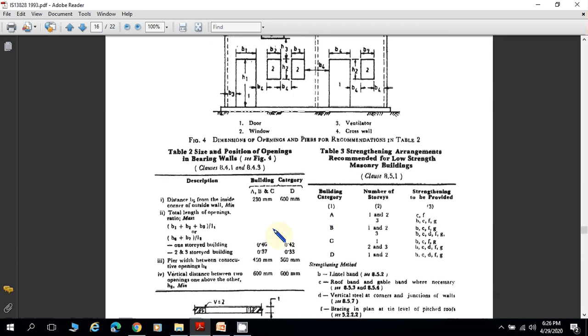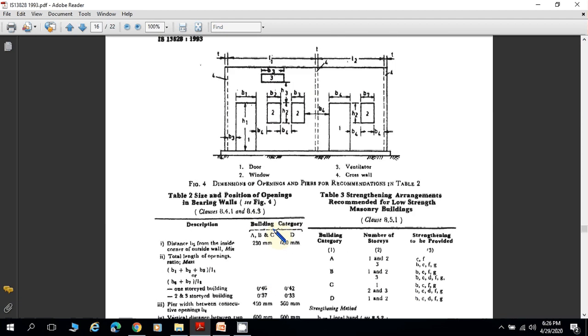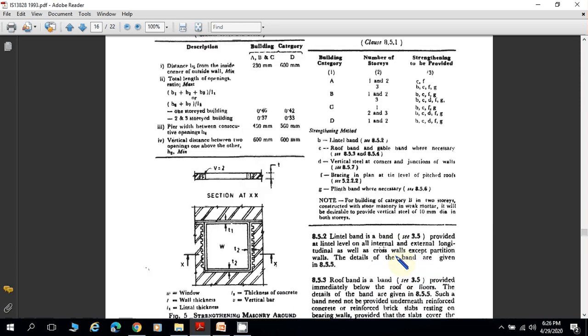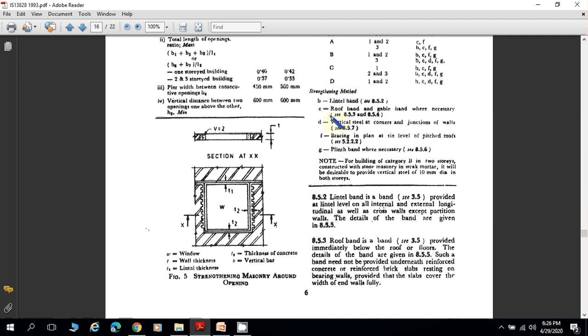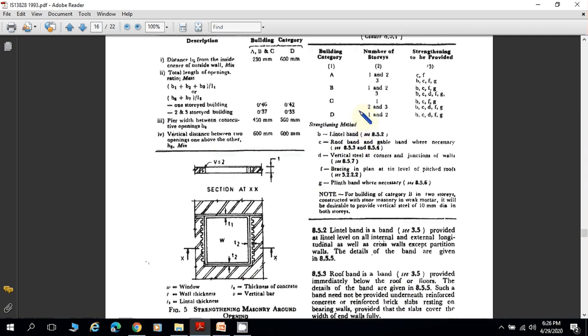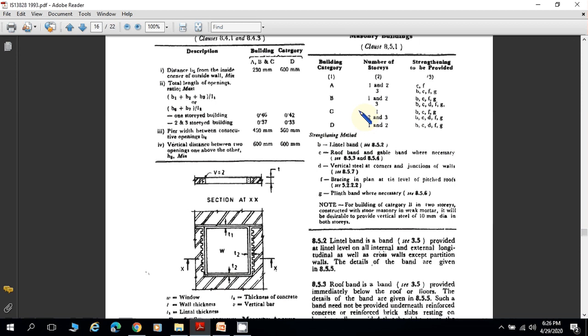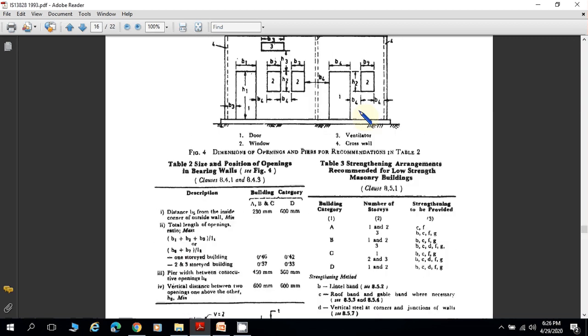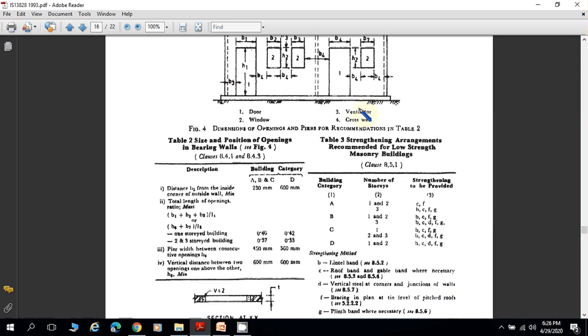And what are the strengthening arrangements recommended for low strength buildings? If the building is category A, then for 1, 2 and 3 story buildings, strengthening C and F is to be provided, where C is the roof band and gable bands where necessary, and F is the bracings. If the building category is B, then B, C, F, G are provided. Here B is the lintel band, C is the roof band and gable band, F is the bracings, and G is the plinth band.